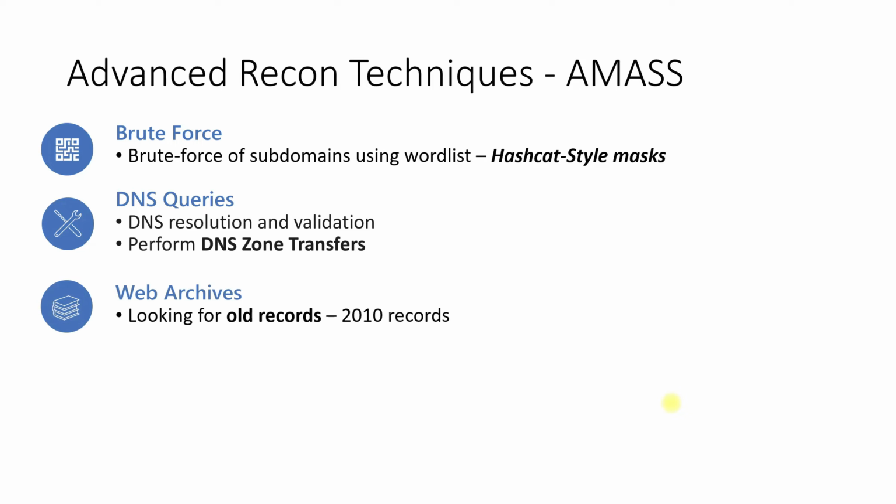It also looks for web archives. For example, you have a record from 2010, and that record was tab.abc.com. So it can gather this information from the old records so that it can give you more comprehensive results.